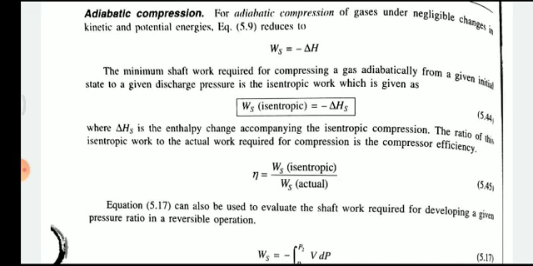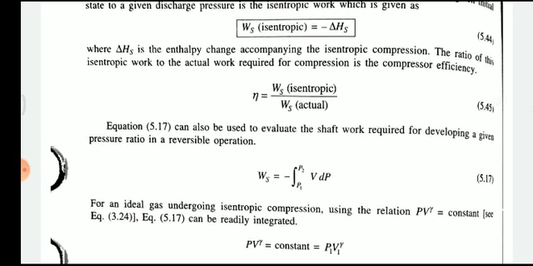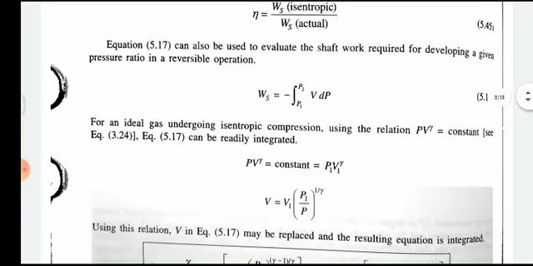It is the ratio of isentropic work to actual work required for compression. It is called the compression efficiency. So let's do the integration of the shaft work equations. Equation 5.7 can be used to evaluate the shaft work required for developing a given pressure ratio in a reversible operation.